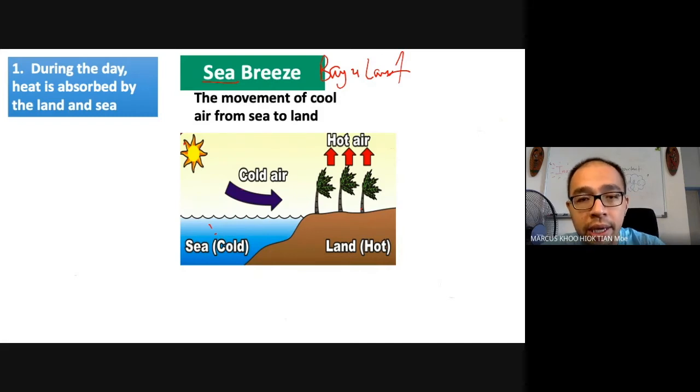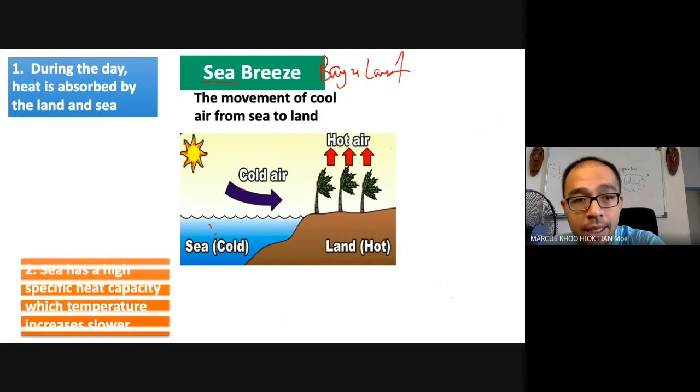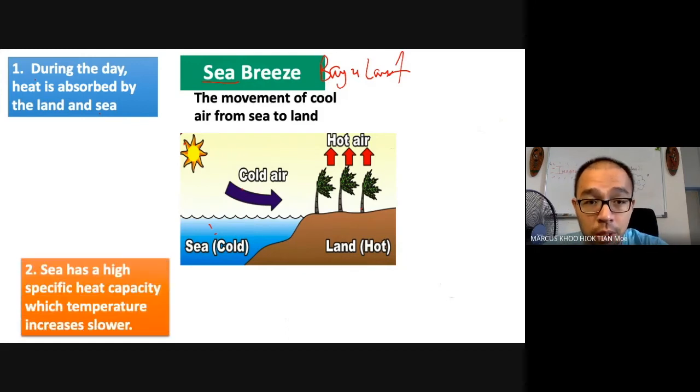Because during the day, the heat is absorbed by the land and the sea, both. Both the sea and the land absorb the heat. But since the sea is water, it has a high specific heat capacity. So the increase in temperature here is smaller. This makes sense to us. When you go to the sea in the daytime, the sand is very hot and the seawater is generally cooler, compared to this one.